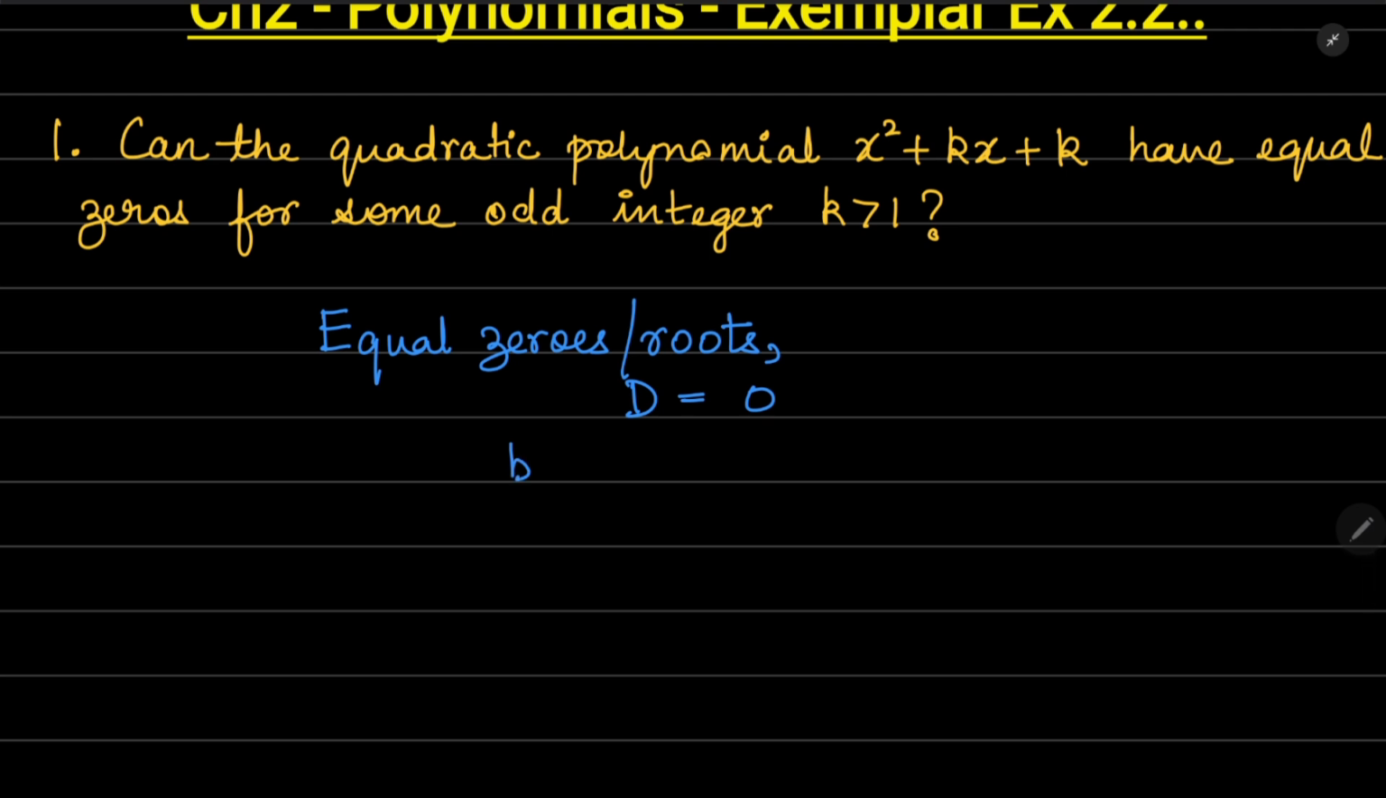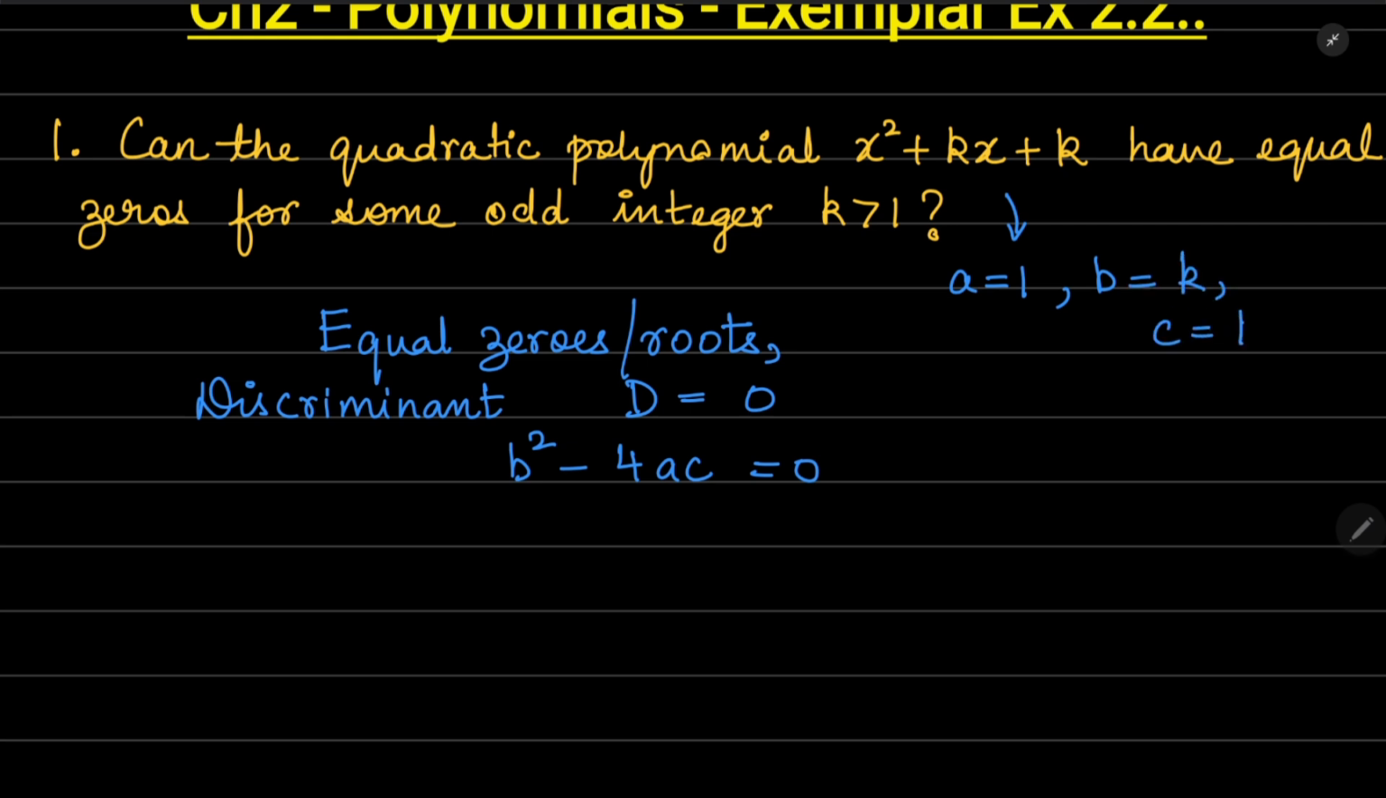So how do you calculate D? Discriminant is b square minus 4ac. Let me write here, discriminant is equal to 0. And what is b here? From the given polynomial, your a is 1, the coefficient of x square, your b, the coefficient of x, is k, and your c is also k. So what is b square? k square minus 4 into a is 1, c is k, equal to 0.